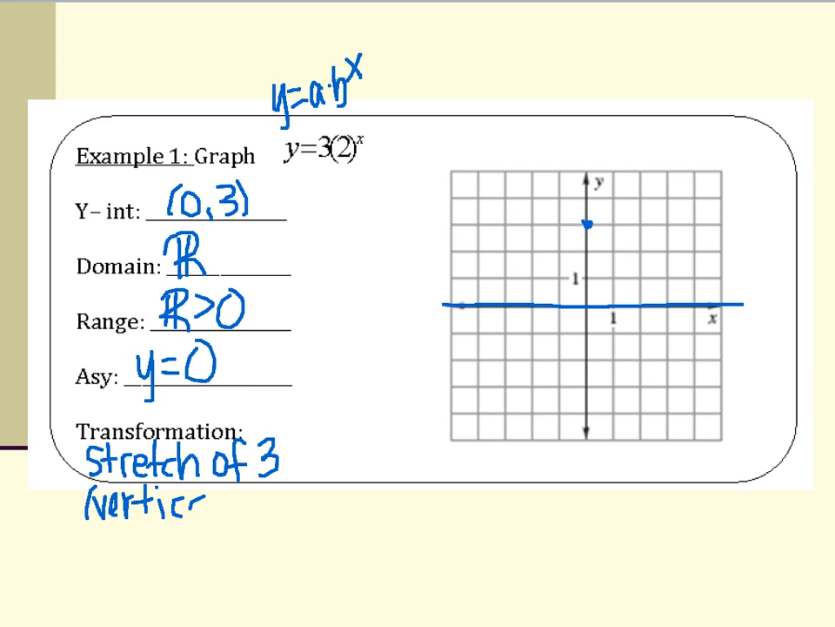So vertical stretch of 3. And we found that by looking just at our y-intercept. It makes it pretty quick and easy to find. So let's make our tables now.